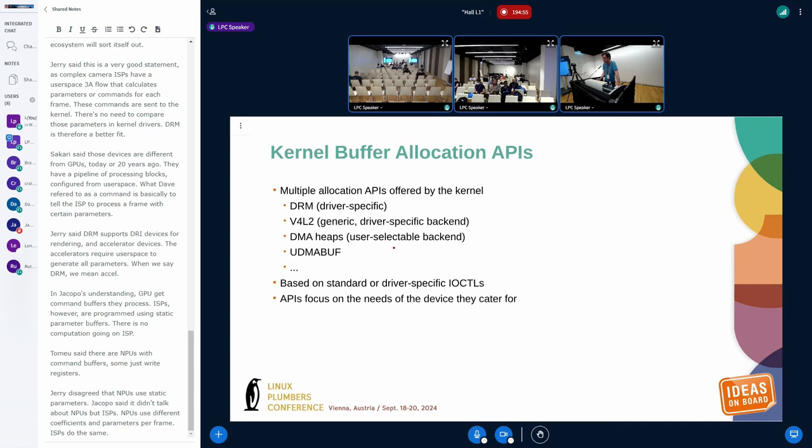Same thing on the DRM side. DRM will make sure that whatever DRM driver you have, you will have APIs that make sure that the buffer will match the needs of your GPU for rendering or of your display engine, but without thinking too much about the camera side.